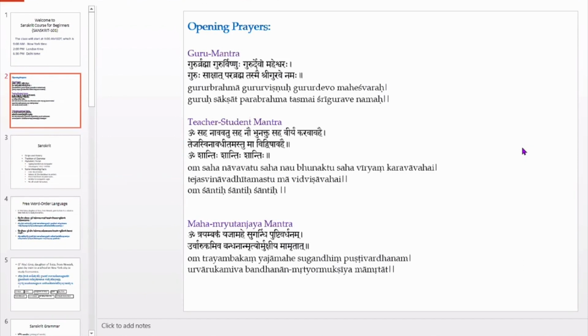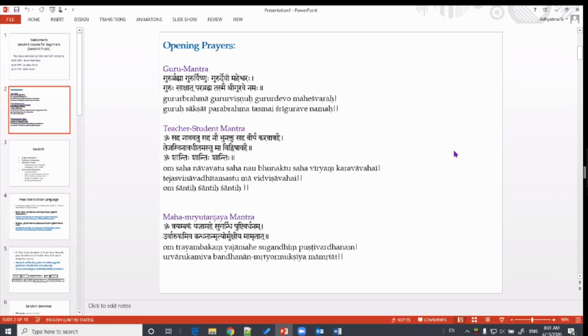Now Mahamrityunjay mantra 3 times together for praying for those who are in suffering.